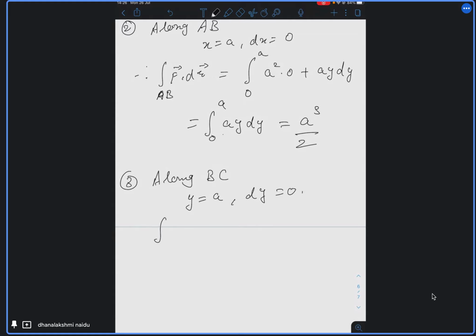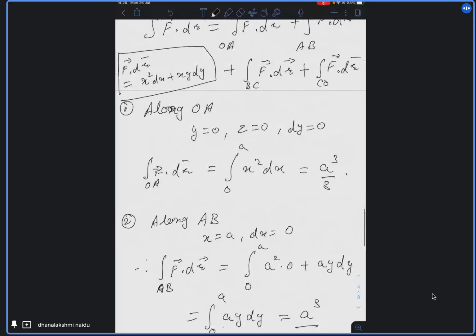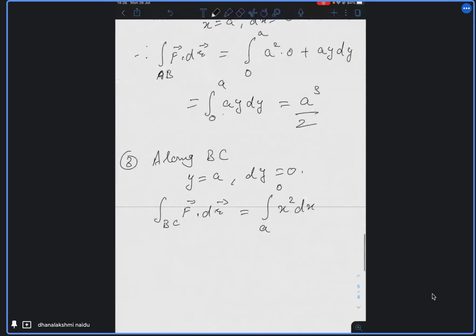So therefore, the line integral along BC of f bar dot dr bar will be the integral with x limits a to 0 of x square dx, and anyhow there won't be the next term because dy is 0. So this is what you are going to get. When you simplify it, what you will get? X cube by 3 you will get. But since a is the lower limit, so minus a cube by 3 you will get. Is it so? Yes, ma'am.